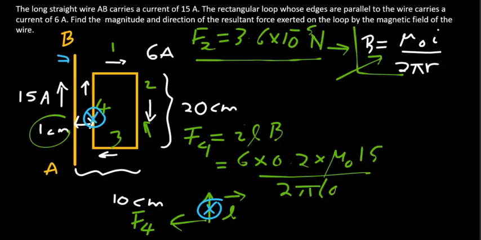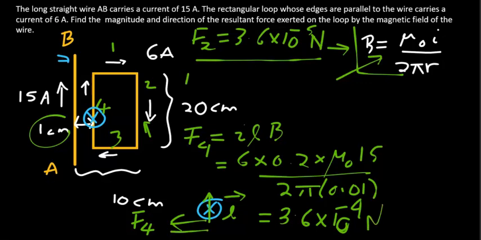So convert that into meter, 0.01 meter. And that's going to give you 3.6 times 10 to the power minus 4 Newton in a leftward direction. So we have it. The force on segment 4 is 3.6 times 10 to the power minus 4 Newton in a leftward direction.